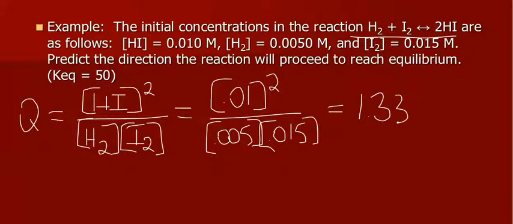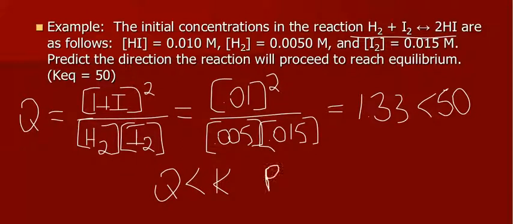I'm told that K is equal to 50. So if I compare Q to K, Q is obviously less than K. 1.3 is less than 50. So this reaction will proceed toward products. I will produce more products in order to reach equilibrium.